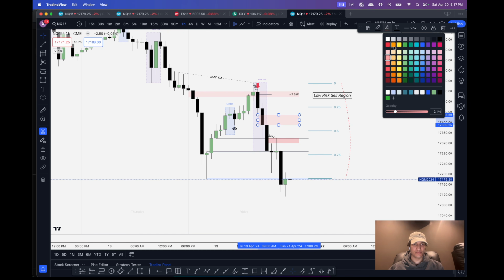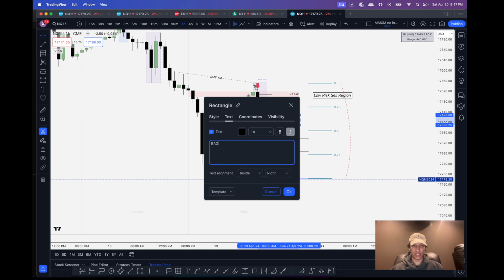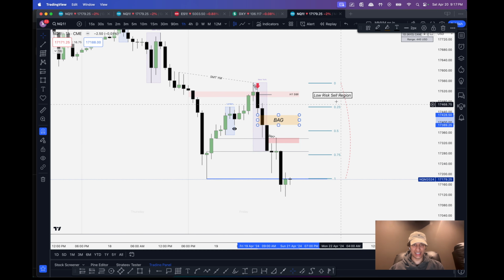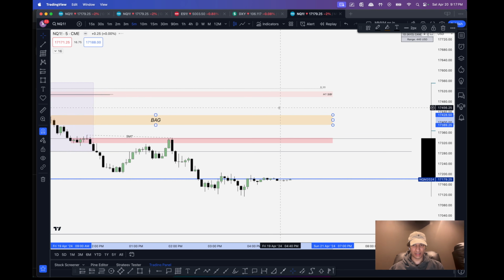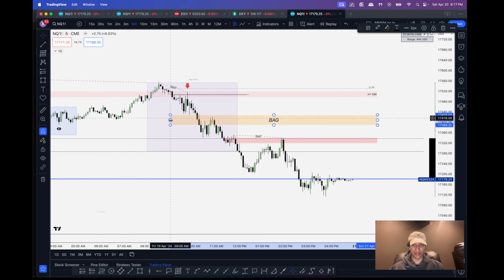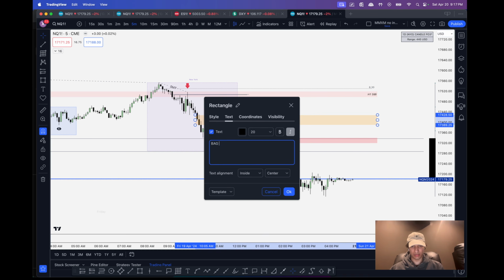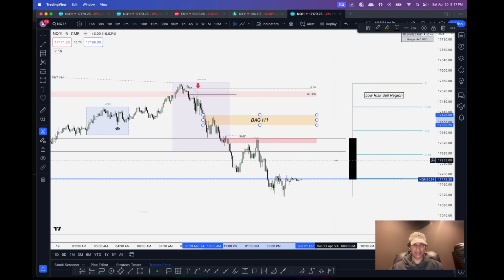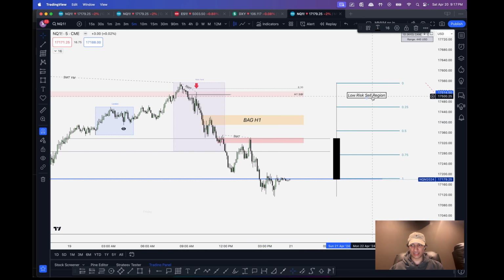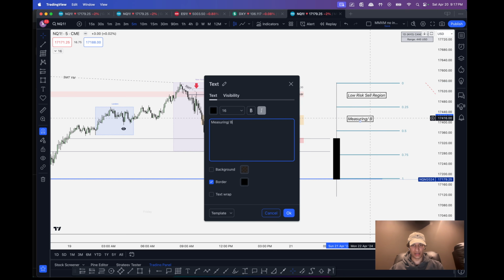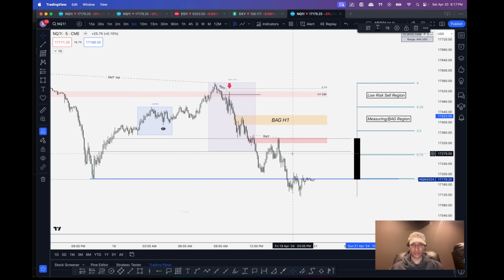As you can see, we now form this breakaway gap, which we can label BAG. Now, this breakaway gap is exactly the expectation that we have. Although it doesn't look like a breakaway gap on the 5-minute, this breakaway gap on the hourly is in the region that we expect it to form in. So this is our measuring or breakaway gap region between 0.25 and 0.5.